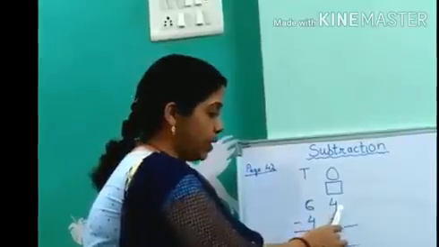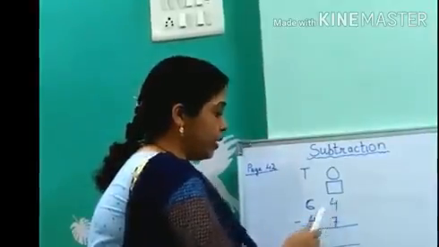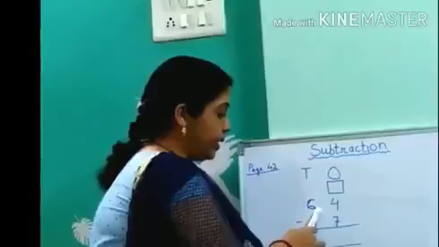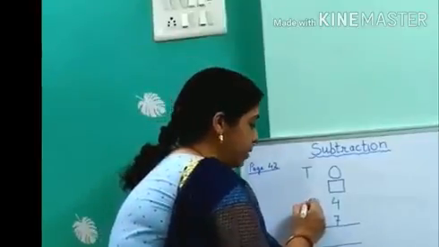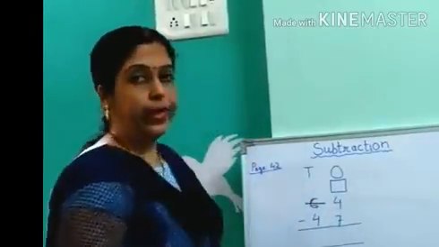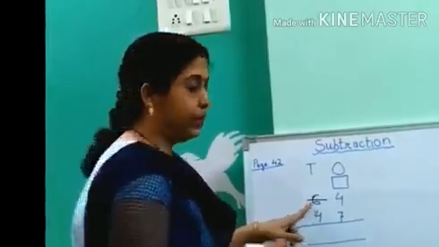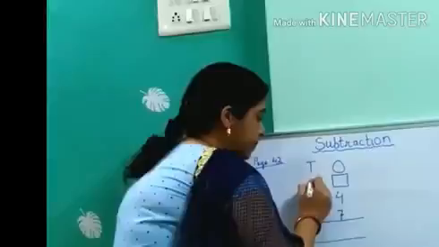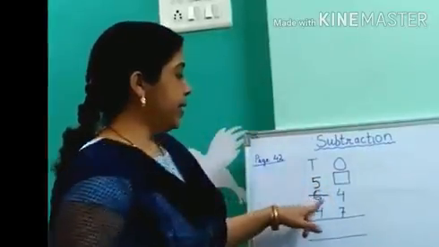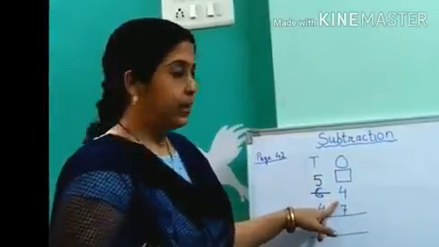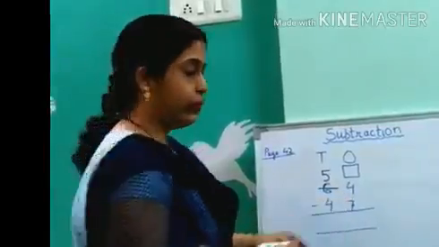because 4 is a smaller number than 7. So what I will do? I will go to the tens place and I will borrow 1 tens from 6 tens. Now this 6 tens will become 5 tens. And that 1 tens means 10. 10 plus 4 is 14.